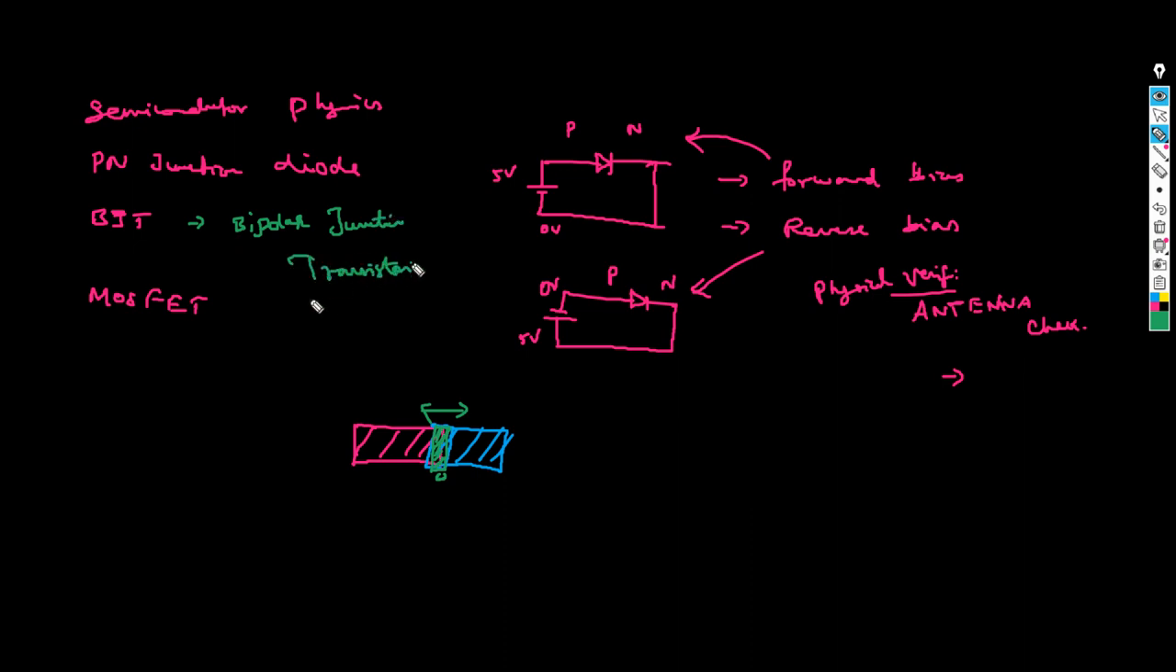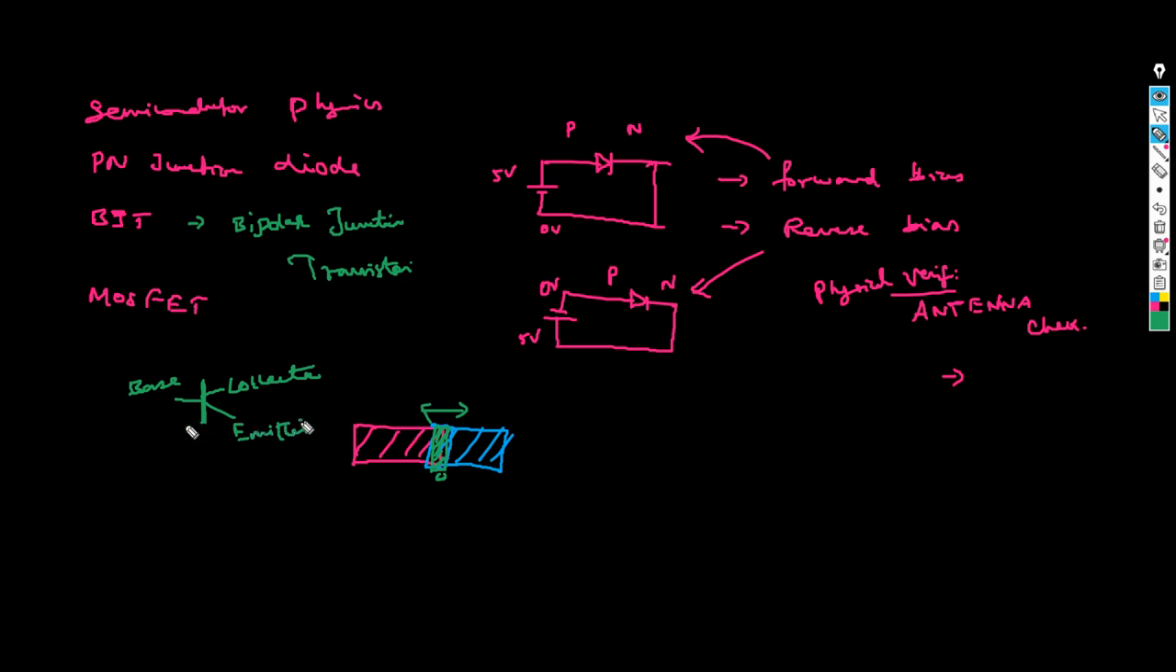Bipolar junction transistor. This is what we would have read in our college days. It is a three-terminal device. The terminals are base, collector, and emitter. You can change how they are drawn, so it's not a big deal.